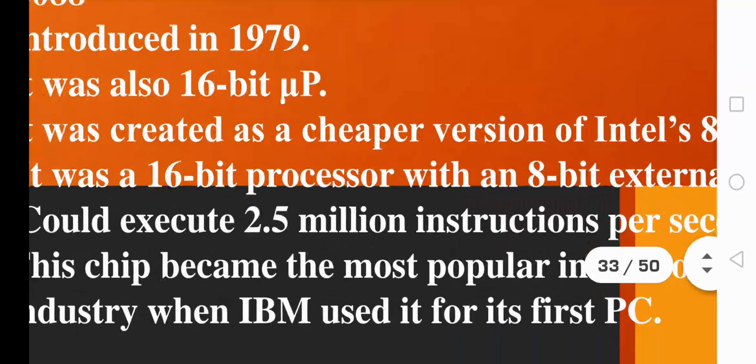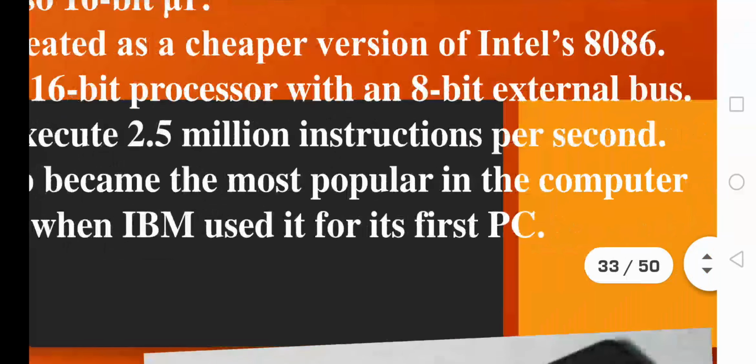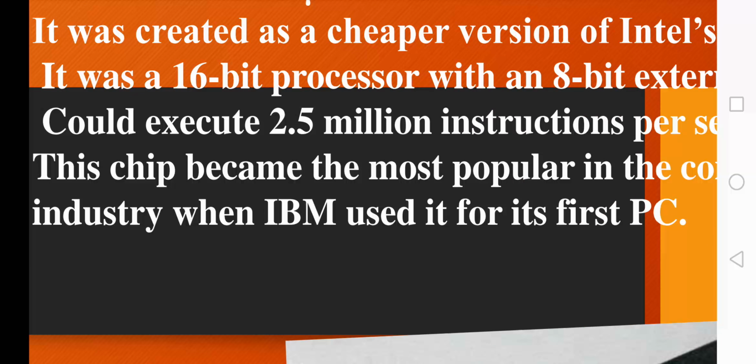It was not as costly as the 8086. It was a very cheap IC chip that was readily available in the market, and it was able to execute some 2.5 million instructions per second. It also became popular in the computer industry when IBM used it for the first PC.